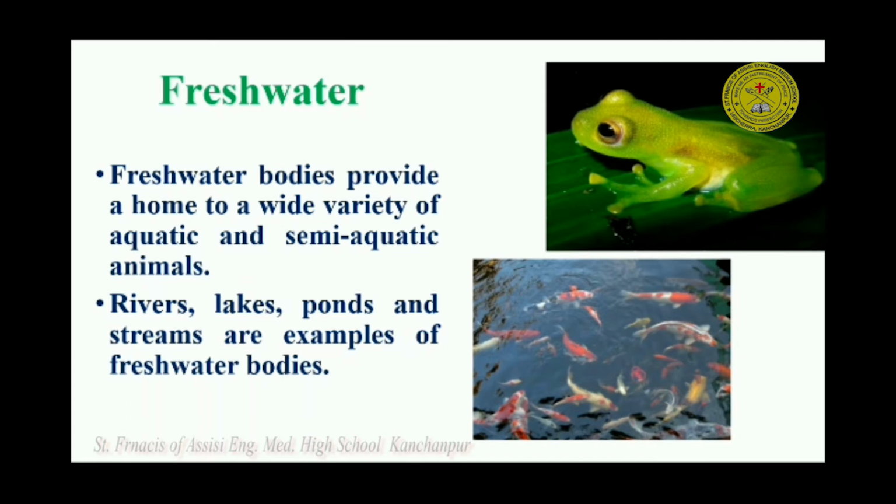So now amphibians like frogs, toads and salamanders make their homes in rivers, lakes and ponds. And these amphibians like frogs and toads can live both on land and in water.